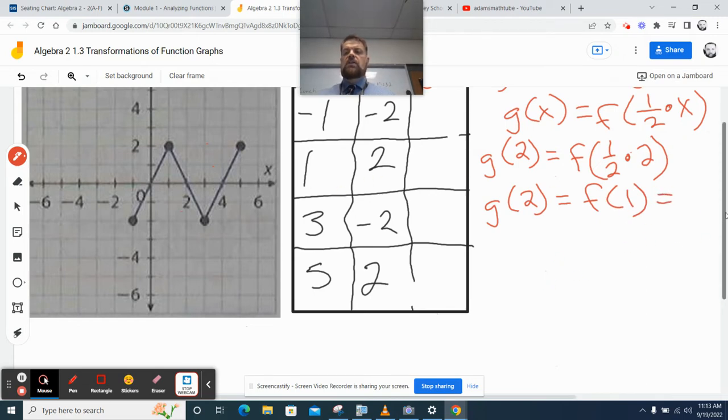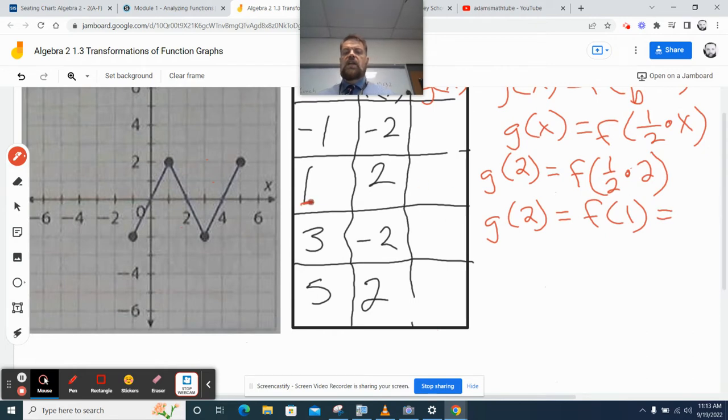So I'm going to look at my f function when x, this is my x value, is plugged into f of x, it is equal to 2. So f of 1 is equal to 2. But that is my g of 2. I don't have a 2 here for g, so I'm going to make kind of a separate table. In other words, g of 2 is equal to 2. So if I go over 2, I'm going to graph 2. Okay? So g of 2 is equal to 2.